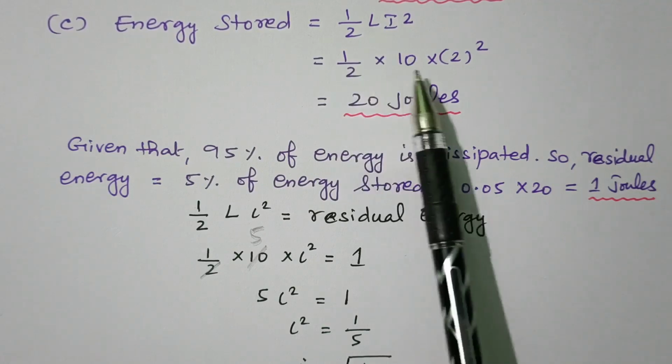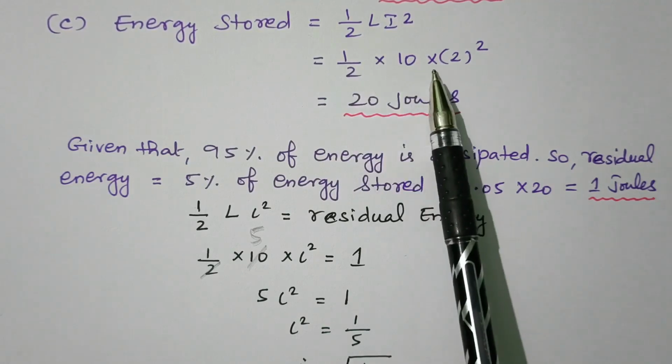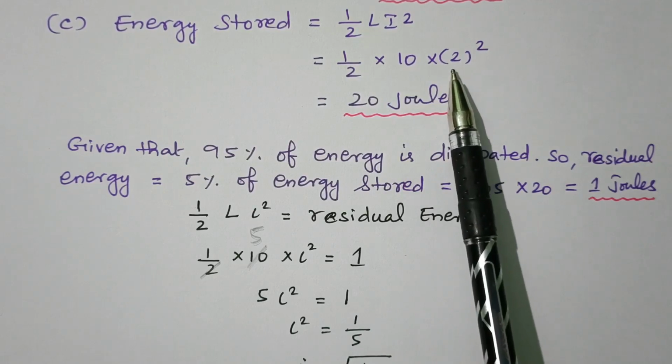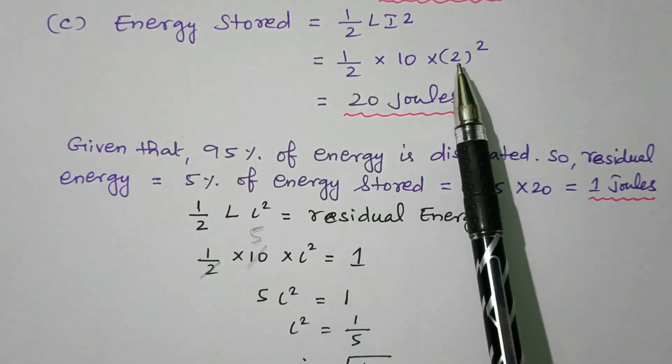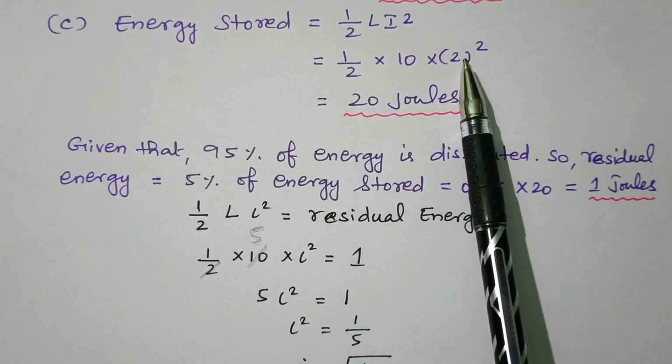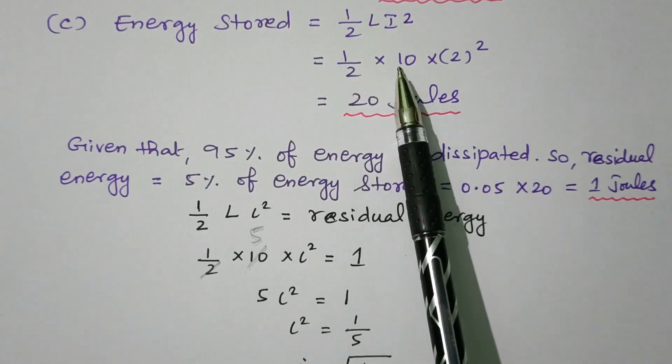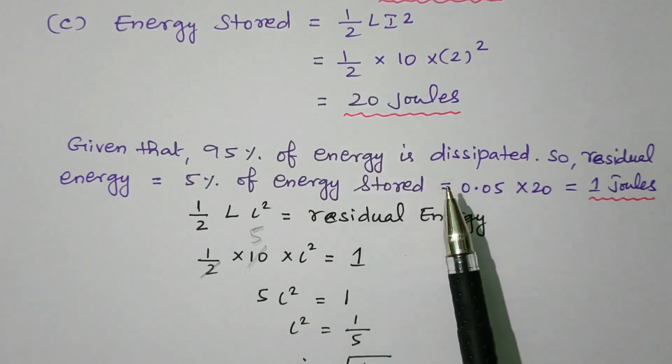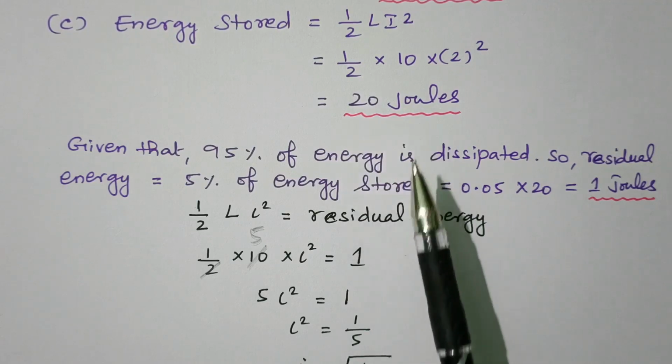So half into the inductor value, which is 10, into the current of 2 ampere that we calculated initially. 2 square means 4. 4 divided by 2 is 2. 2 into 10 is 20 joules. Right? So 20 joules is the energy stored.